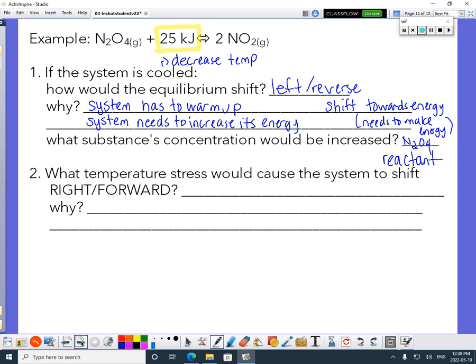So now we're going to do the same type of thing. What is the temperature stress? But I'm going to keep going forward or right. So that's what I've told you to do. So take a look. On the right-hand side, is there energy? Over here, is there energy? No.